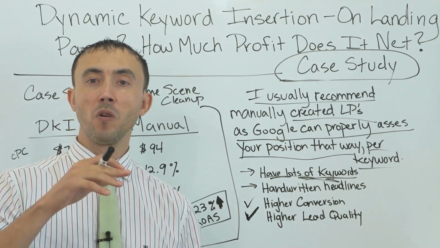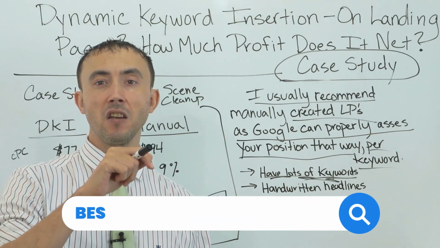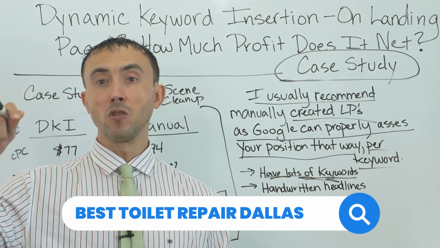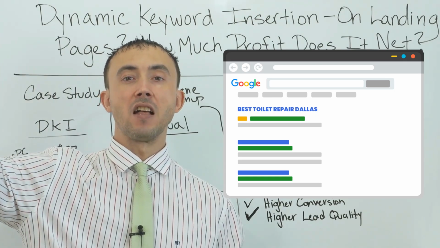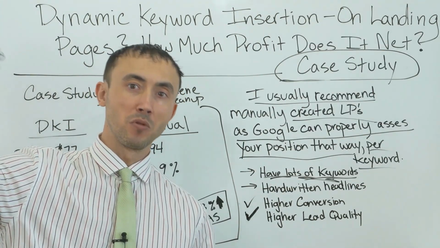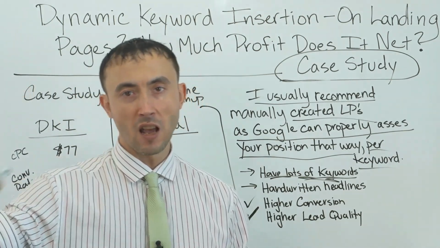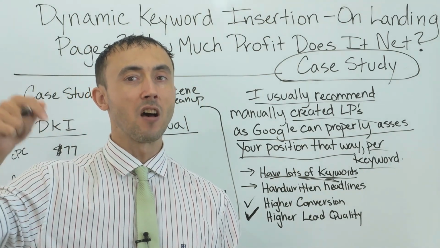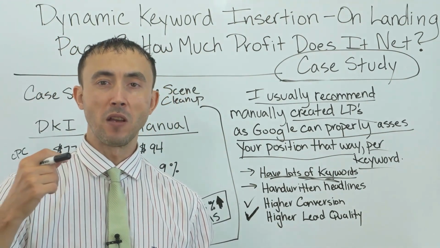you go down to the level where people are typing in super specific stuff like best toilet repair Dallas. As a result of you targeting that exact term, your ad can now say best toilet repair Dallas. Your click-through rate is going to be substantially higher in that case, and your conversion rate is going to be substantially higher, because your headline is going to match exactly, not close, but dead on, what they typed in, and that makes all the difference.